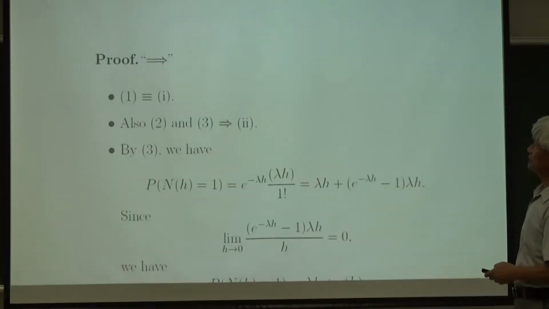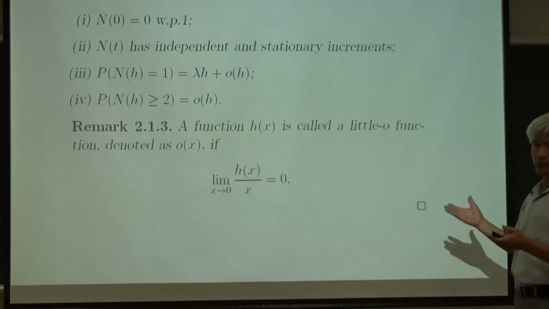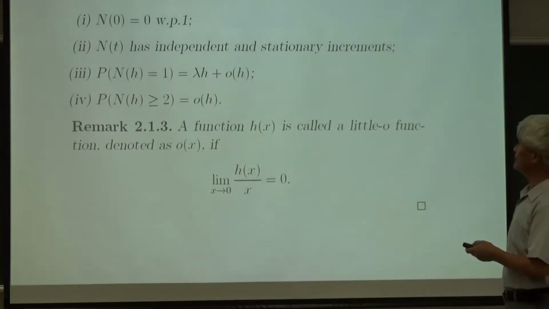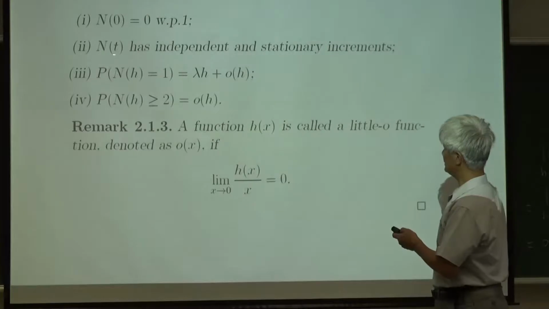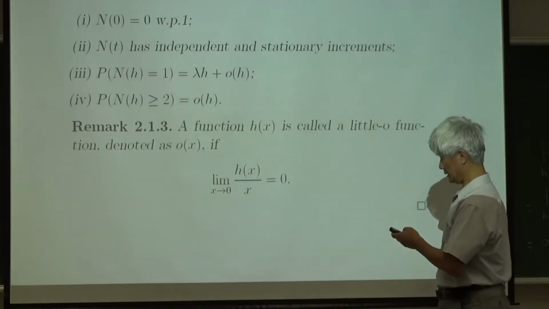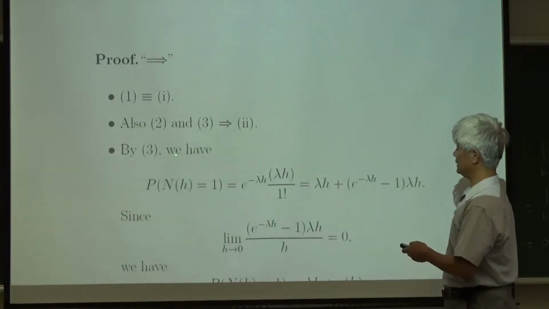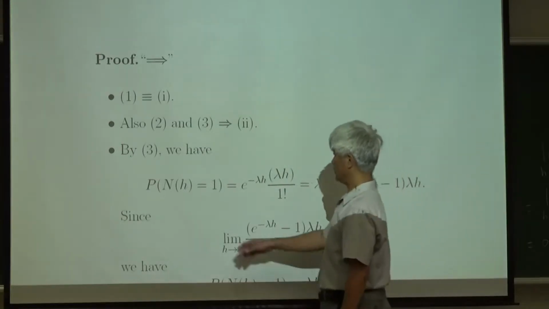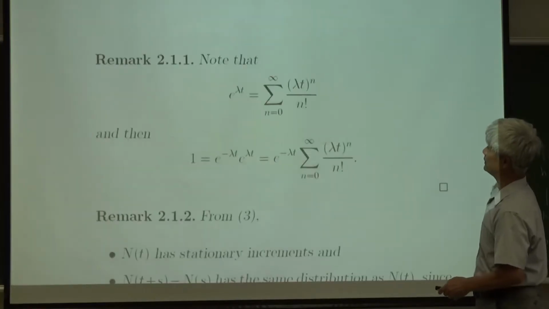And Roman 2 says that N_t has independent increments. So of course, property 2 just says that N_t has independent increments. All right, and the stationarity of N_t implies that what we have to do is to prove that N_h.